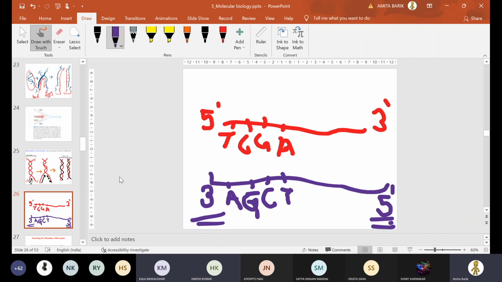Just one or two voices are telling. Girls, where are you? One part is from the parent, and one is newly synthesized. Newly synthesized. So the students who are answering are the ones who had biology in their 12th. Those who did not have biology, are you facing any problem? No, ma'am. Are you following? Yes, ma'am.